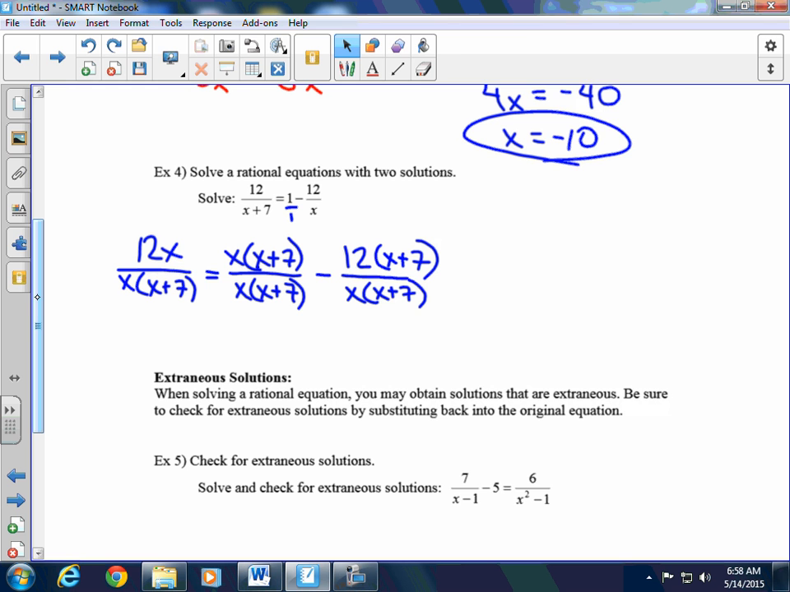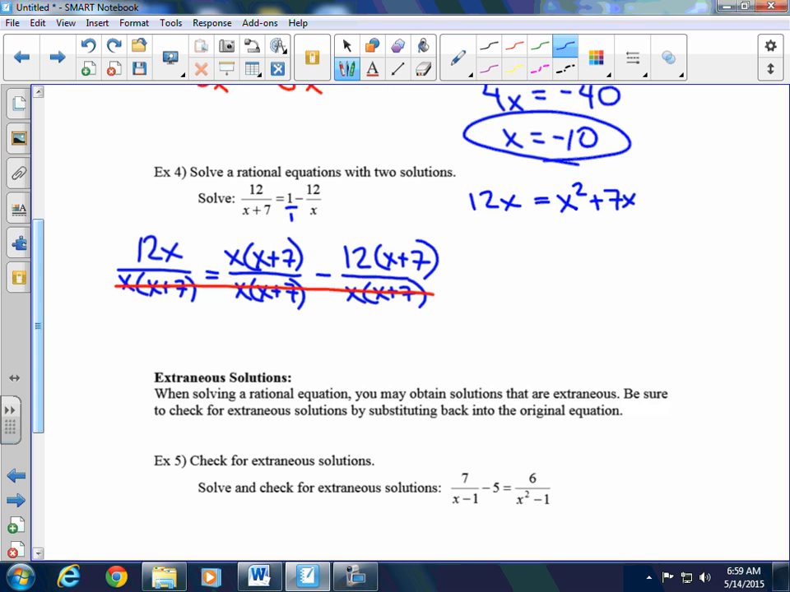And once again, once I get a common denominator with all these, I can forget about them because now I've eliminated that. So what we're going to do is go through and do the math on it. So we're going to have 12x equals x squared plus 7x minus 12x. And then we also have to take 12 times 7. And so that's going to be negative 84. Now remember, this negative sign has to go through as we multiply that because it's subtracting that whole fraction.